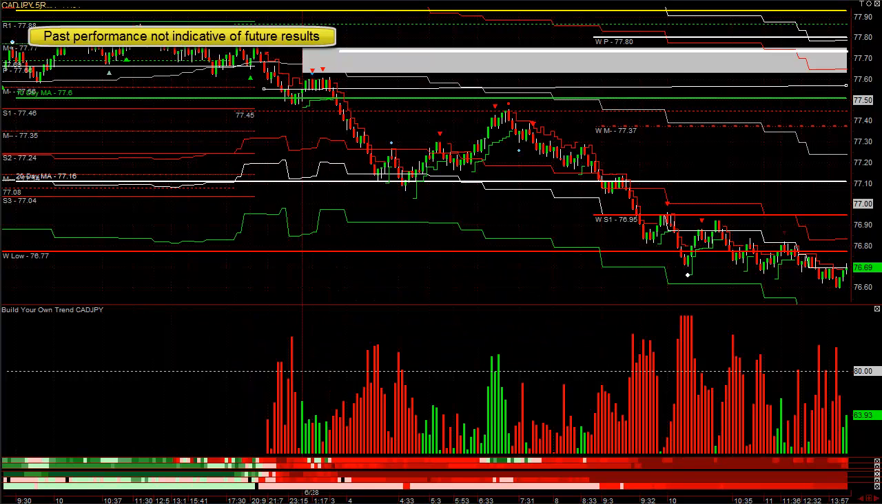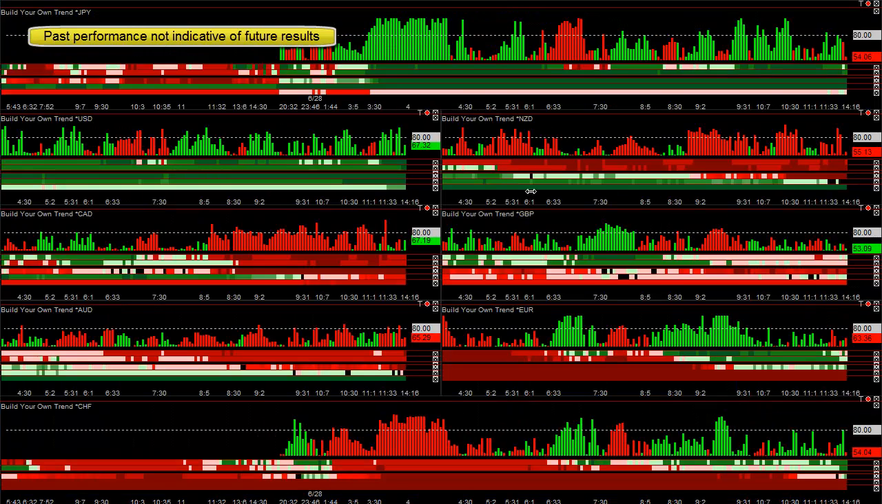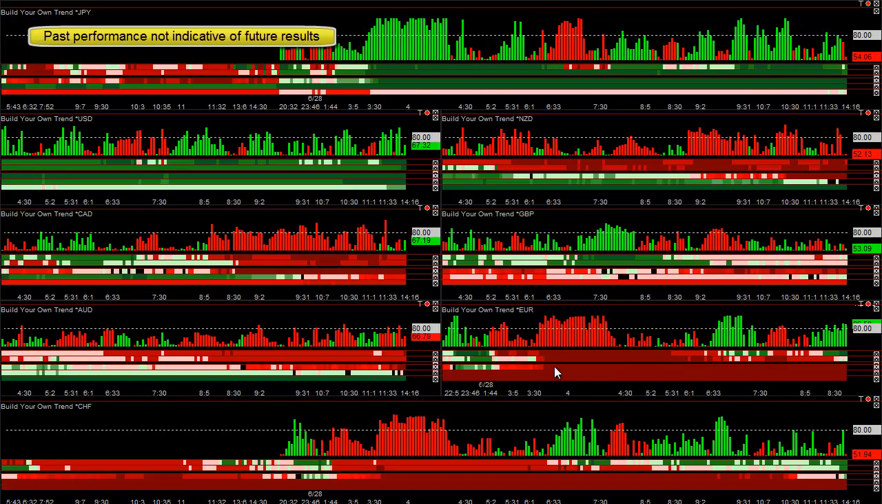So let's look at one more example. We'll go back to the currency meter. Find another one to buy or sell. You can clearly see earlier today the euro was extremely weak.